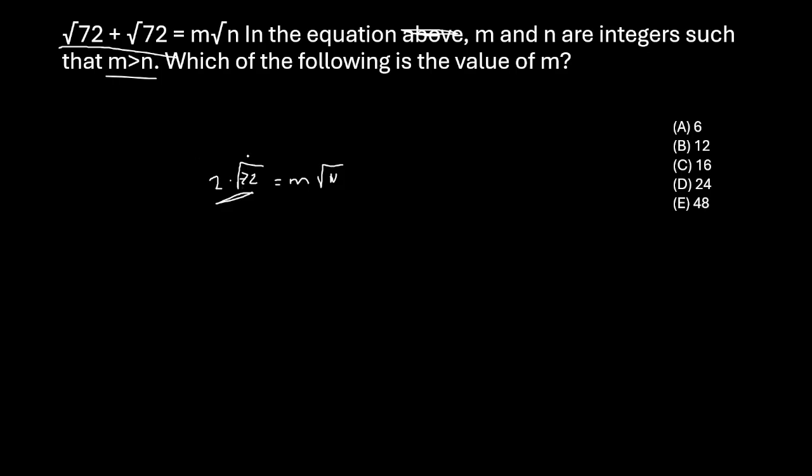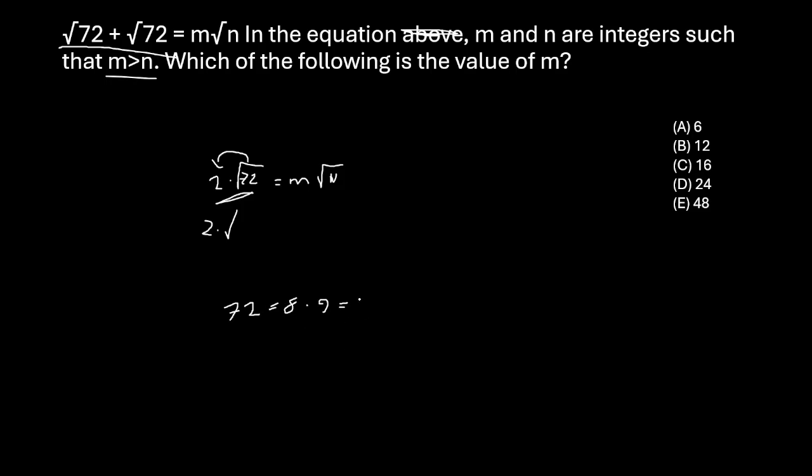So we would have to take out numbers from under the square root. And how can we do that? So 72, what is 72 equal to? Well, 72 is 8 times 9, I believe. Yes, it's 8 times 9.